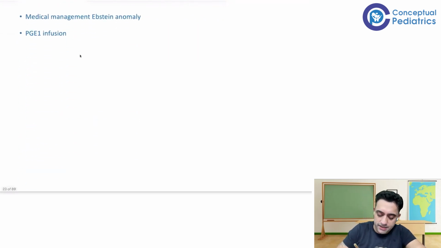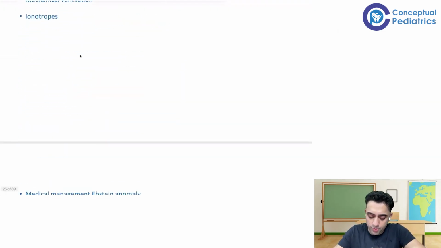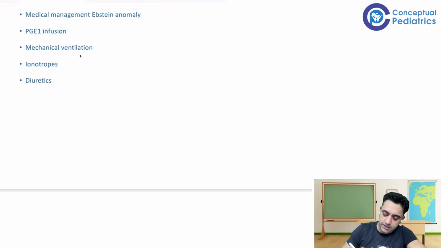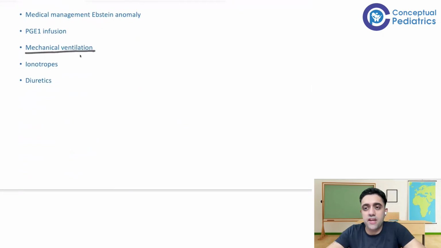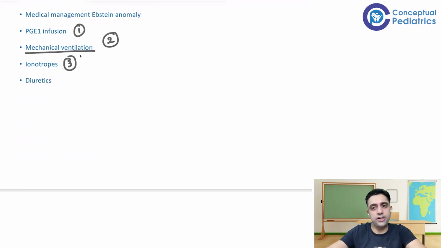Now, in the medical management, number one, we spoke about the PGE1 infusion. That is one thing I have told you. Second important point, we can use mechanical ventilation. If the baby has a cyanotic congenital heart disease, cyanosis basically can lead to metabolic acidosis and shock. So definitely, very importantly, number one, PGE1 infusion. Number two is mechanical ventilation. And number three, you can use inotropes. So various inotropes we have: dopamine, dobutamine.